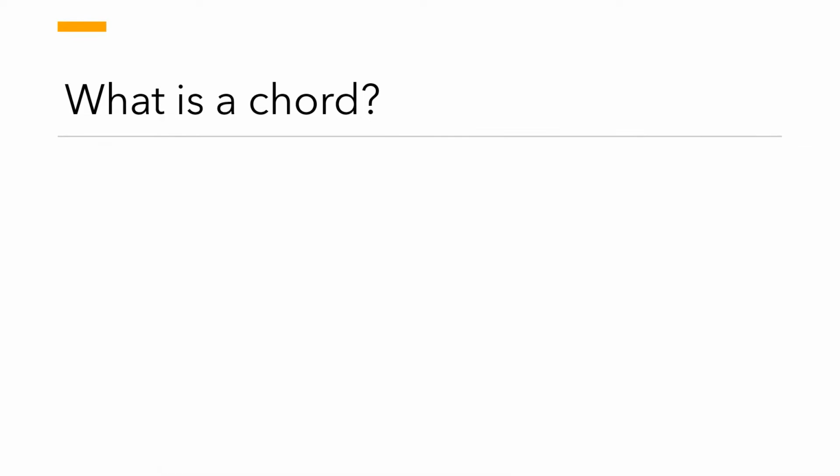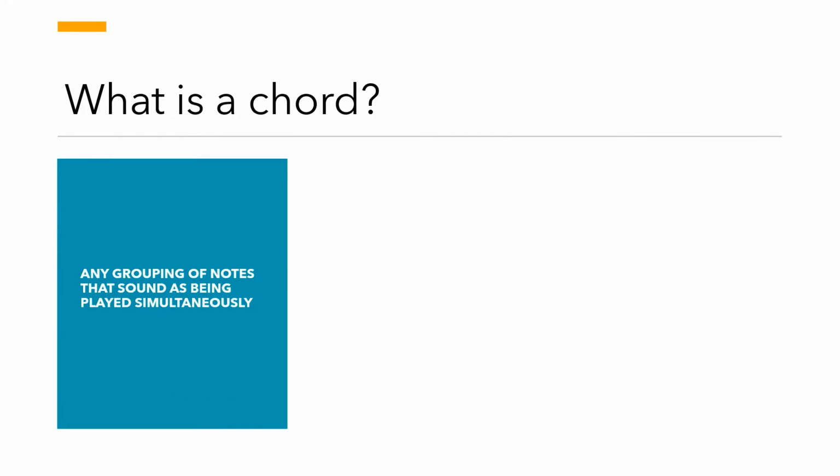What is a chord? So a chord is any group of notes that sound as being played simultaneously. So in order for you all to play a chord, for example, when we played the carnival song, you all were all playing different notes at the same time. So that is a chord.